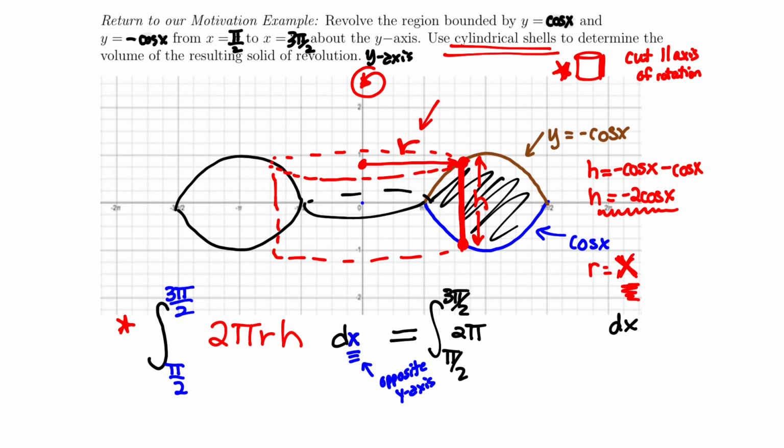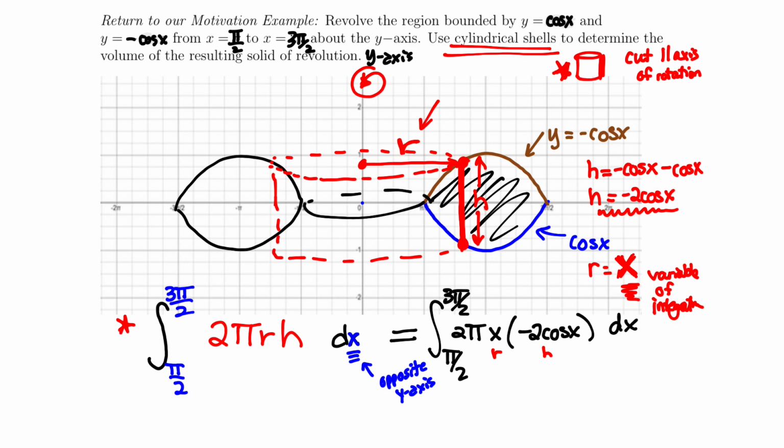The radius will always be the variable of integration unless you're going around a different axis than the x-axis or y-axis. Like if you go around the line y equals 5, or if you go around the line x equals negative 10. Then your radius has to change because now you're not going around one of your main axes. Are you with me? But for now, if you're going around an x-axis or a y-axis, then your radius will always simply be your variable of integration. So in place of r, you're going to put x, and in place of h, you're going to put minus 2 cosine of x.